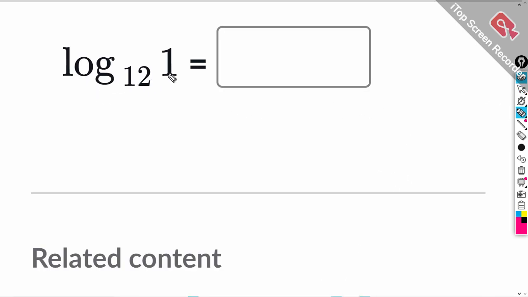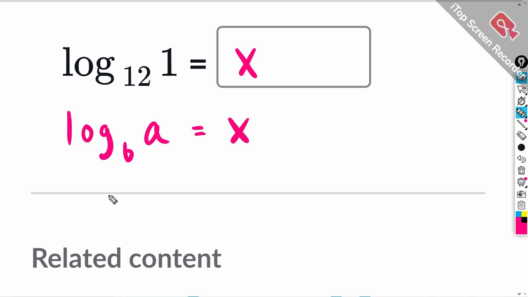Okay, so here we have log base 12 of 1 equals x. Once again, this is in the form of log base b of a equals x. All right, and we want to change it into the form of b to the power of x equals a. So let's line everything up. The base b is right here. That's a 12. The argument is a 1, and x is just x. All right, so we need to translate this into this form.